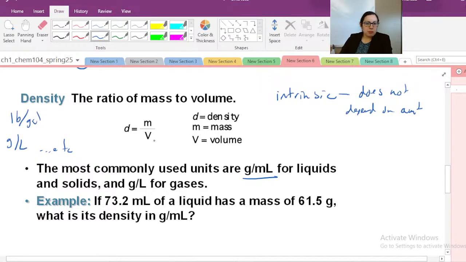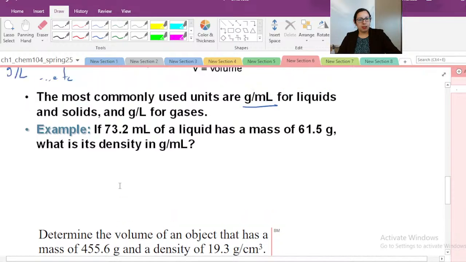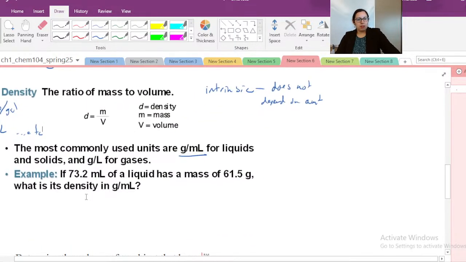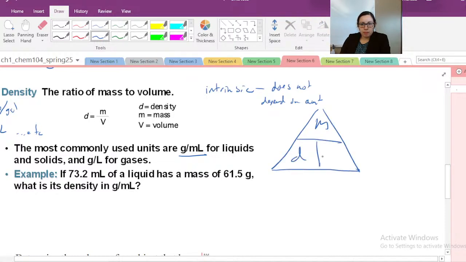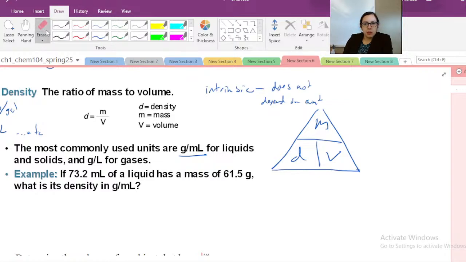So we have density equals mass over volume. We'll do a little example, but I just want to show you, have you all seen the triangle trick before? The triangle trick is useful because you can just cover up whatever you're looking for, and then it tells you what to do. So if you needed to find mass, you cover mass, and it tells you it's density times volume. Of course, dimensional analysis can help too, but it's good to have several tricks.